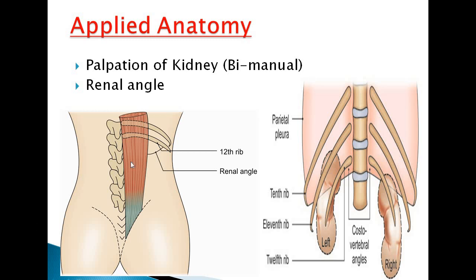When a perinephric abscess is present, which is an abscess surrounding the kidney, then in that condition also swelling and tenderness can be felt in the renal angle. So this is the importance of the renal angle, which is the angle made between the lateral border of erector spinae and the lower border of the 12th rib.